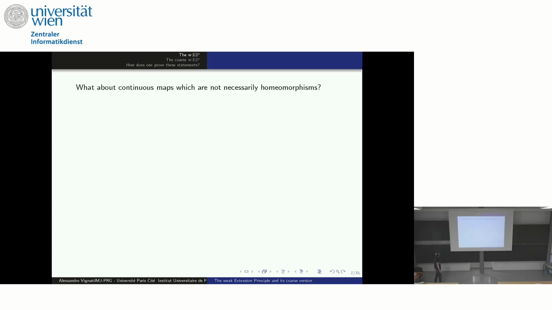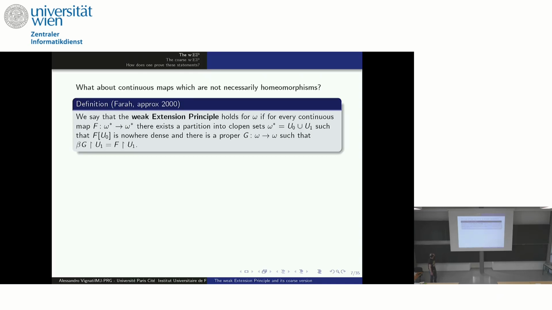Okay, so what about maps which are not homeomorphisms? Because we seem to understand the situation with the homeomorphisms. Okay, maybe OCA is not optimal, but let's stick to the non-homeomorphisms case. Well, this was the weak extension principle, formulated by Ilijas. In fact, he formulated it for more spaces, but this is what it boils down to when one considers omega.